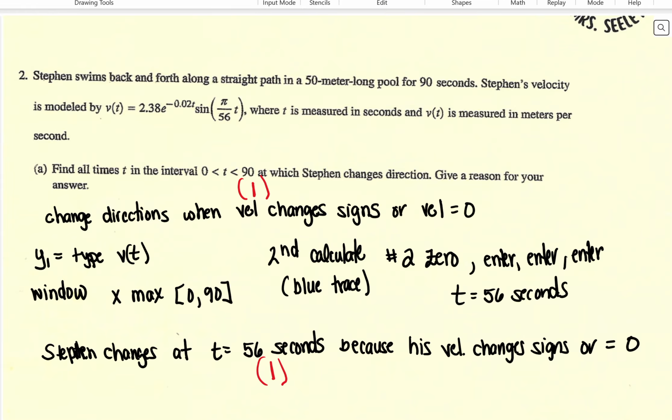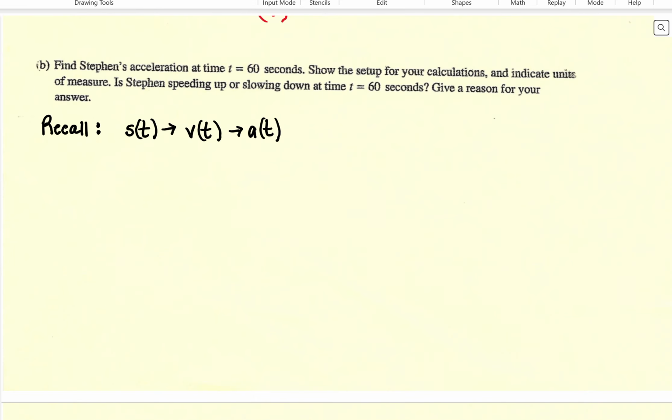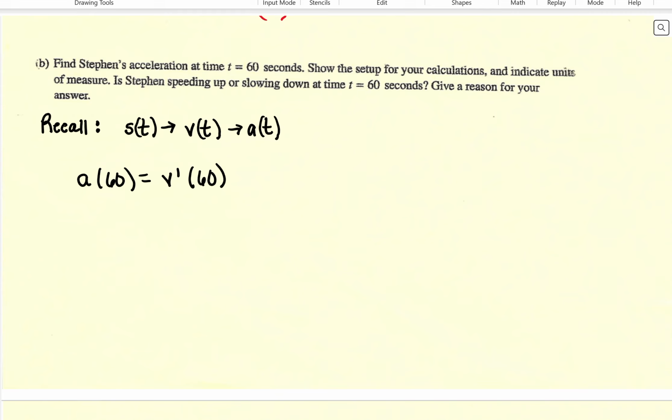All right, B part. Find Stephen's acceleration at time t equals 60 seconds. Show the setup for your calculations and indicate units of measure. Is he speeding up or slowing down? And we'll give a reason for our answer. Recall that you have position. Take that derivative and you're going to get velocity. And if you take that derivative, you're going to get acceleration. So if I'm asked to find the acceleration at 60, I know that's really just taking the derivative of the velocity at 60.